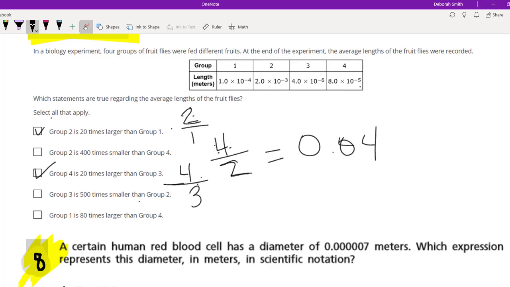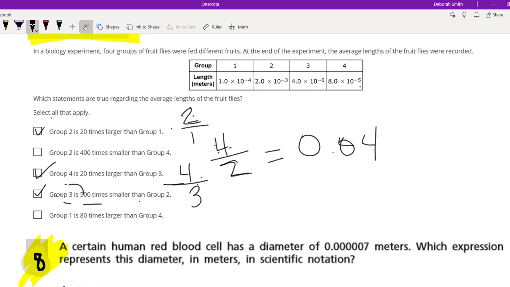Alright, 3 is 500 times smaller than group 2. So I'm going to take group 3, multiply it by 500 and see if I get group 2. So 4 times 10 to the negative 6 times 500. So that one worked out.